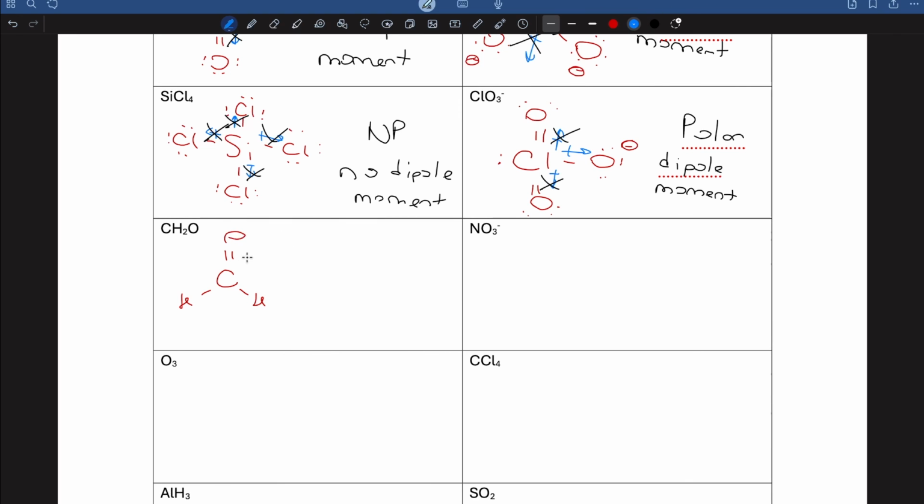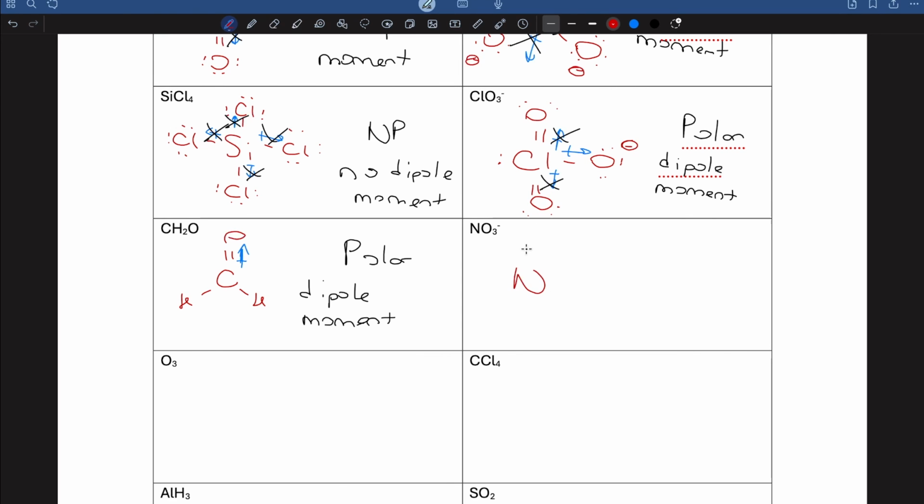And there is a polarity between carbon and oxygen. There's no polarity between carbon and hydrogen, meaning that in this structure, there's nothing to cancel out this arrow going down, going up. And so the structure is overall polar, meaning that it does have a dipole moment.